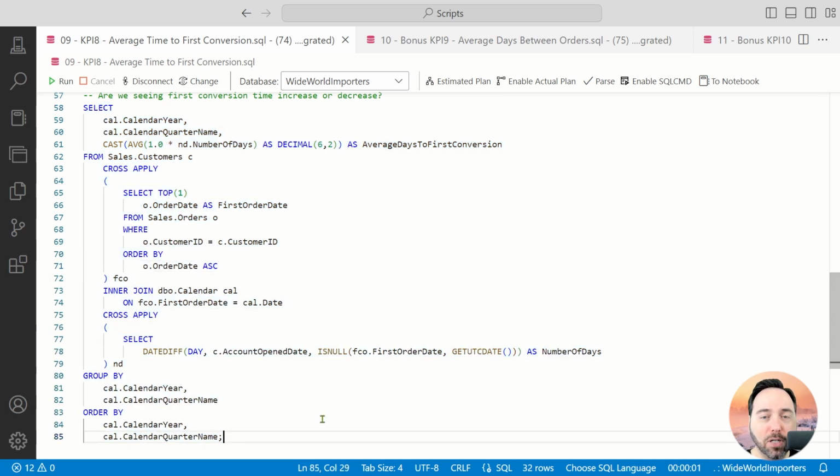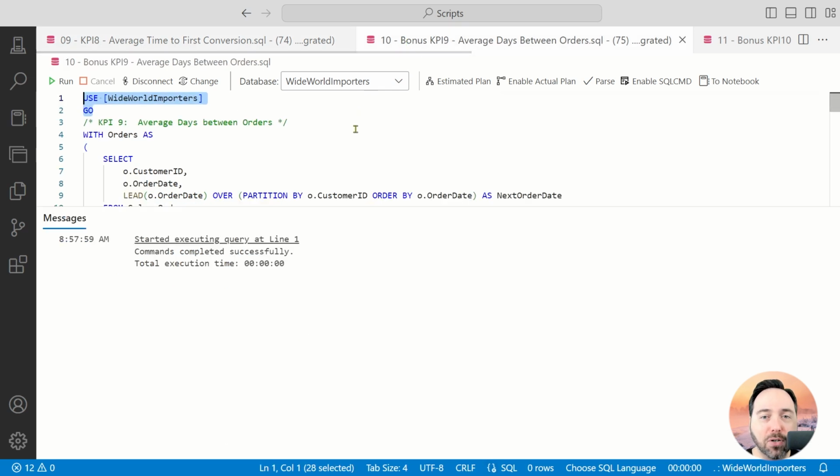Now let's switch to the next script, average days between orders. This measure can make sense in an e-commerce system as well as an in-person retail system in which you expect somewhat frequent shopping, like perhaps a grocery store or a department store. If you expect a person to make one purchase every 5 years, this measure probably is not going to be that important.